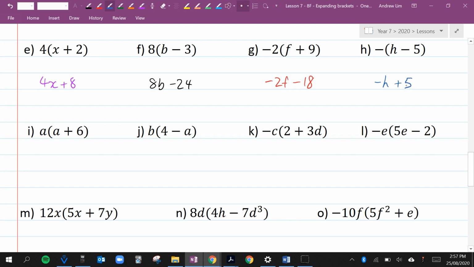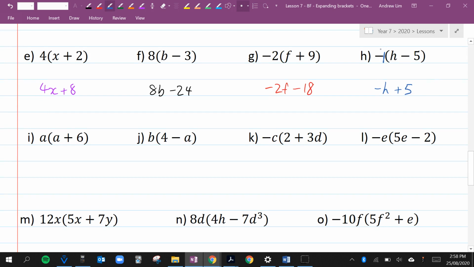So you've got to be careful when we're multiplying with negatives. For example, in G, we have negative 2 times positive 9. 2 times 9 is 18. But negative times positive will give us a negative answer, so we write the minus there. In question H, there's an imaginary 1 out here. Negative 1 times h is negative h, but negative 1 times negative 5, well, 1 times 5 is 5, and negative times negative gives us a positive answer. Okay, so if there's no number outside the brackets, just imagine that there's an imaginary 1.